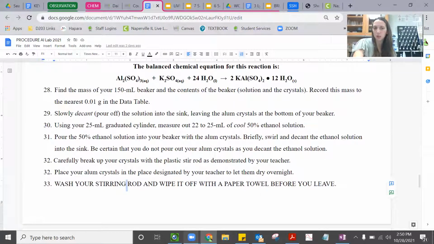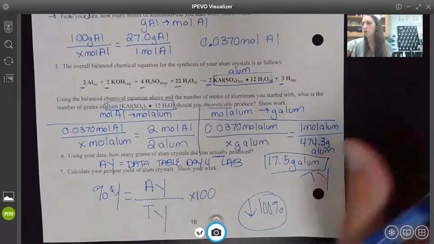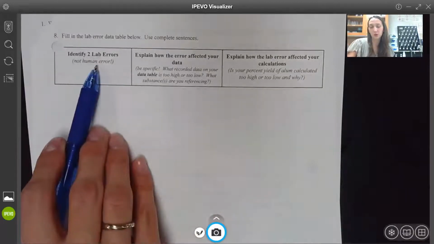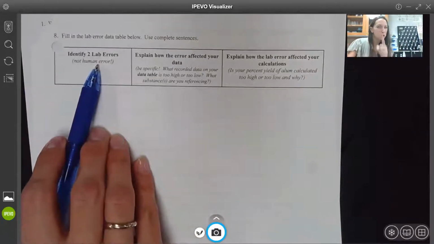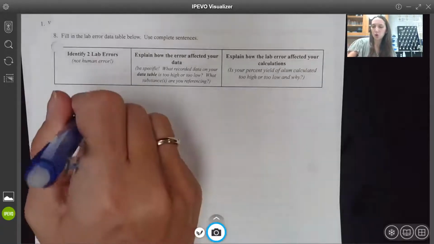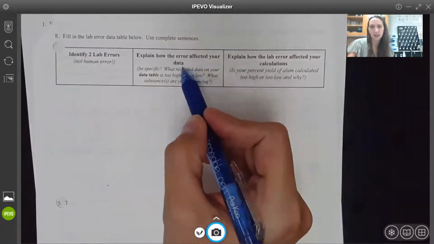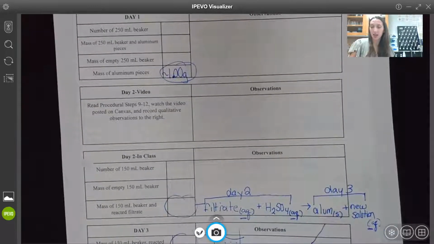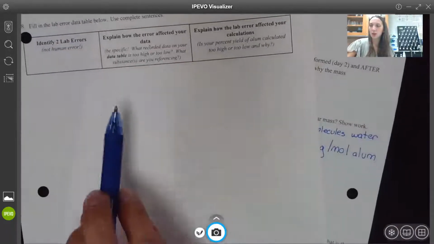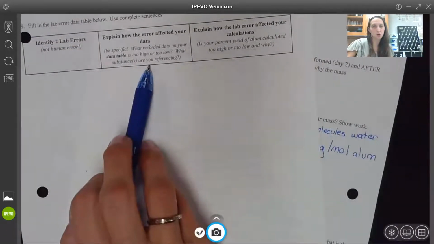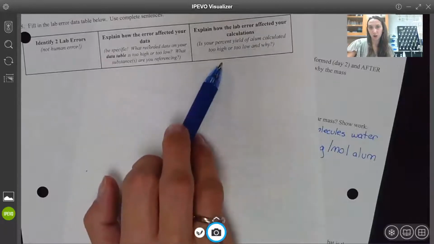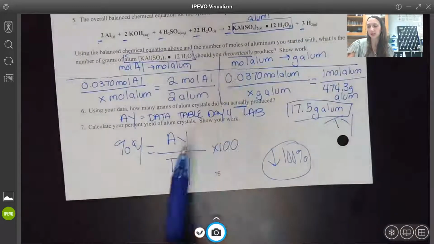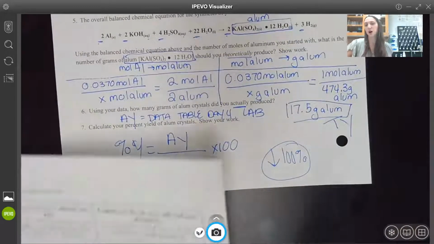To explain your percent yield, what you need to do is identify 2 lab errors, not human errors. Don't tell me I spilled the beaker. Something you couldn't avoid. Give me 2 lab errors and explain how they affected the data you wrote down. How did it affect your data? Then, once you tell me if your data is recorded too high or too low, how did that affect your calculations? How did your data affect your percent yield? Is it too high or too low?